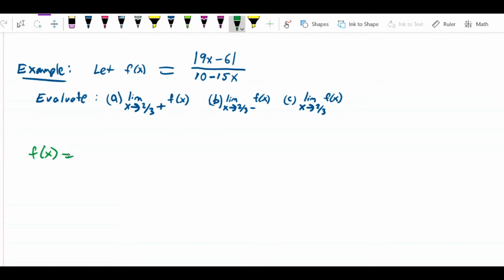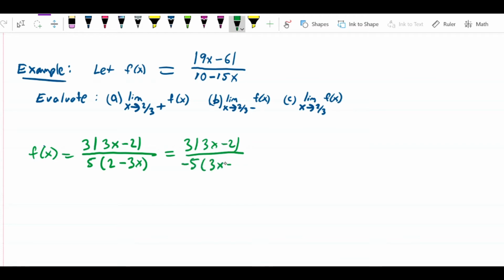Let me just factor out some constants. So on the top, let's factor out 3. So that becomes 3 times the absolute value of 3x minus 2, over, on the bottom, I'm going to factor out a 5. So that becomes 5 times 2 minus 3x. We can write it in a little bit more familiar form if I take out another negative on the bottom and write this as 3 absolute value of 3x minus 2 over negative 5 times 3x minus 2. So that becomes negative 3/5 times the absolute value of 3x minus 2 over 3x minus 2.